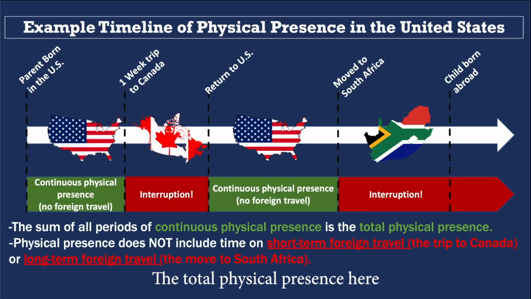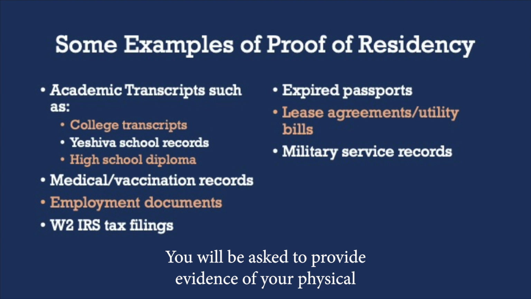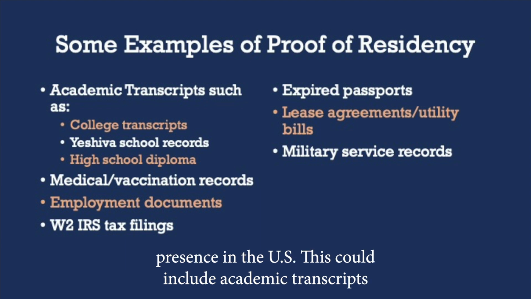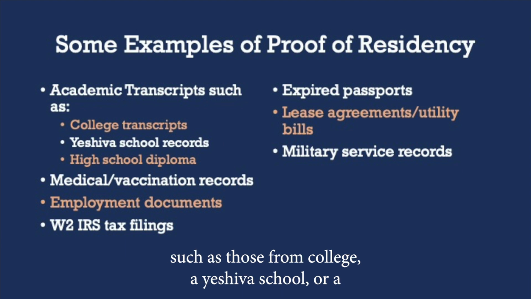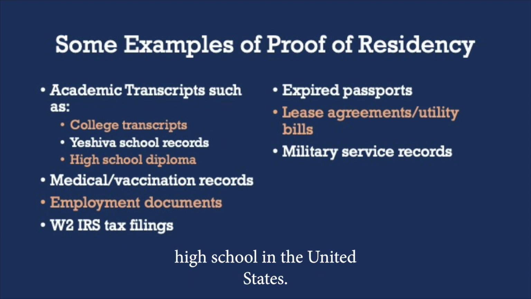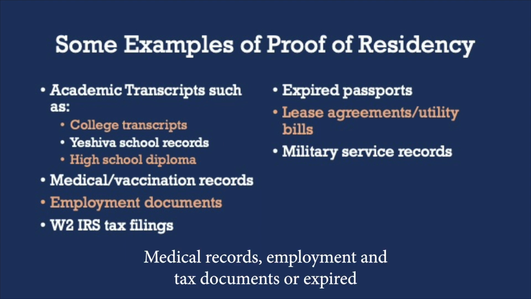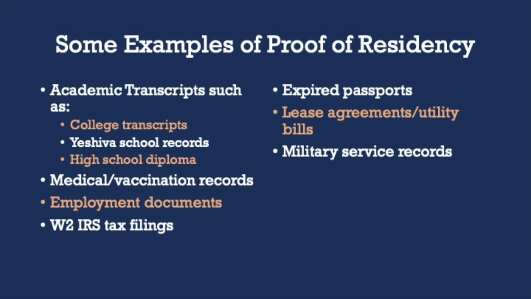The total physical presence here is the sum of all periods of continuous physical presence in the United States. It does not, however, include time spent on short vacation, such as this one to Canada, or a longer-term move to South Africa. You will be asked to provide evidence of your physical presence in the U.S. This could include academic transcripts such as those from college, a yeshiva school, or a high school in the United States. Medical records, employment and tax documents, or expired passports may also work as evidence, to name a few.